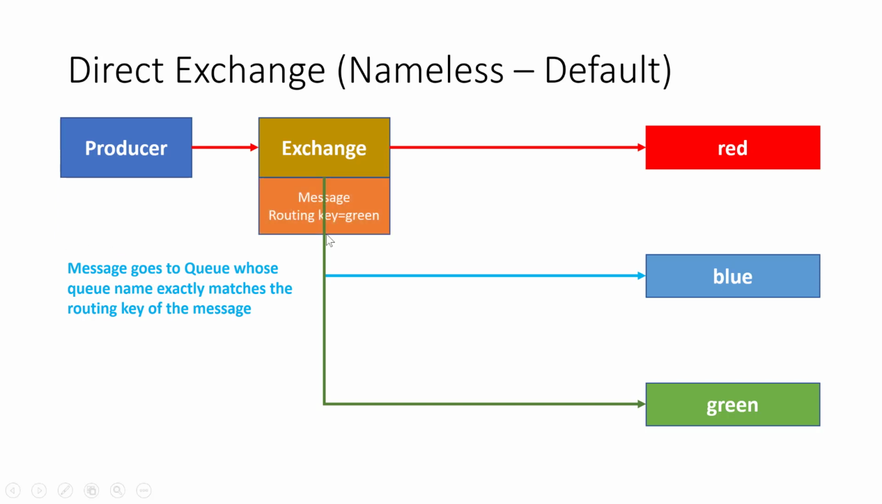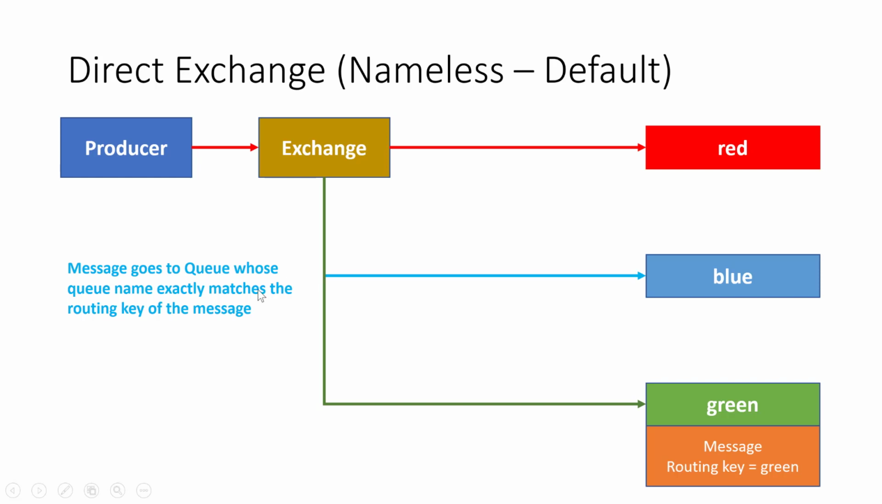And here the exchange sends it to the queue name, which is green. So the producer indirectly sends it to the queue green by using the routing key as green. So because the name of the queue matches the routing key, this is how it is routed.